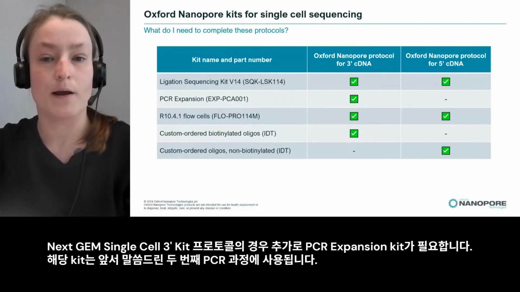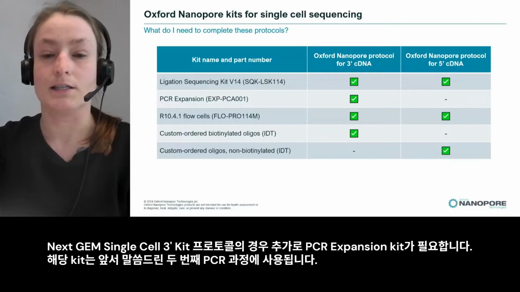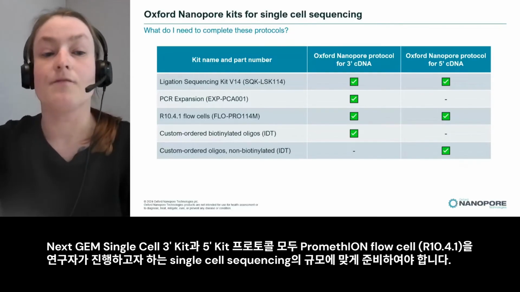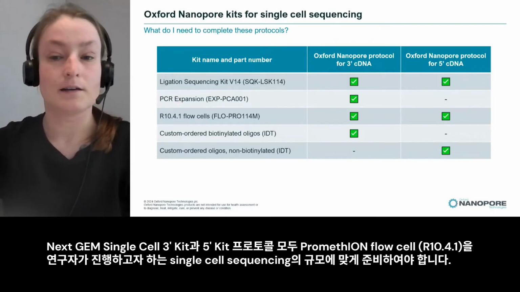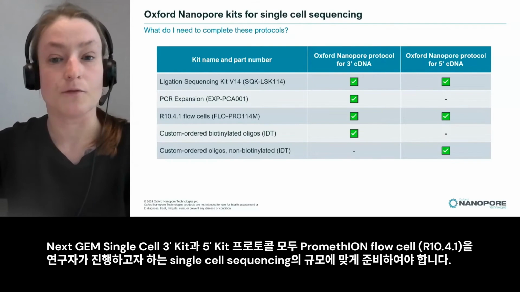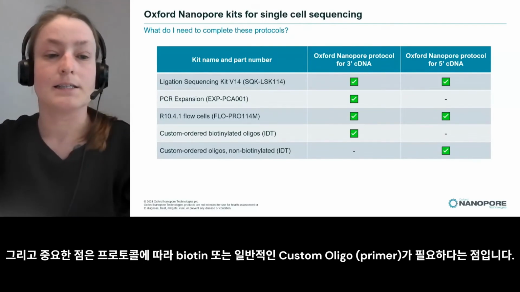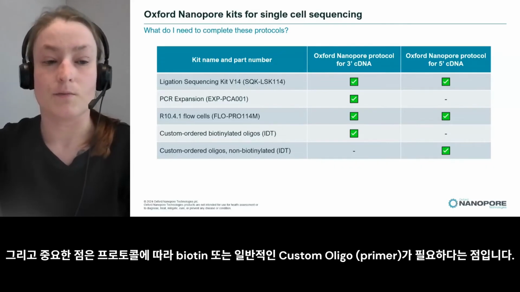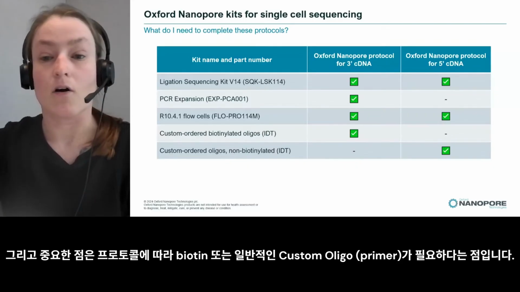Specifically for the 3' cDNA, you would also need the PCR expansion. This is for that second PCR that I mentioned. And then for both, you would need PromethION R10 flow cells, as many as you would need for your experiment. The other part to this is a set of custom ordered oligos, whether that's biotinylated or non-biotinylated, depending on the prep that you are going to run.